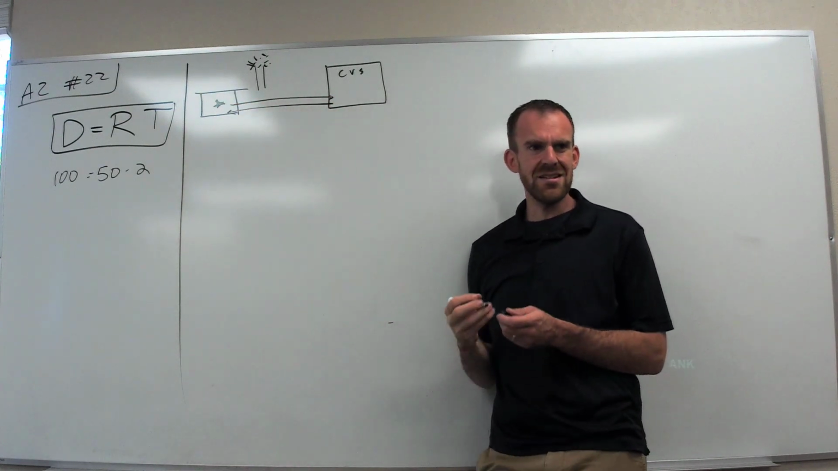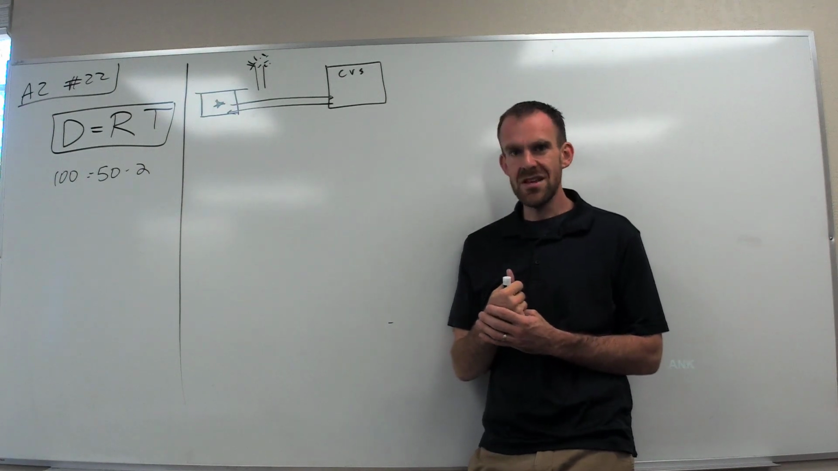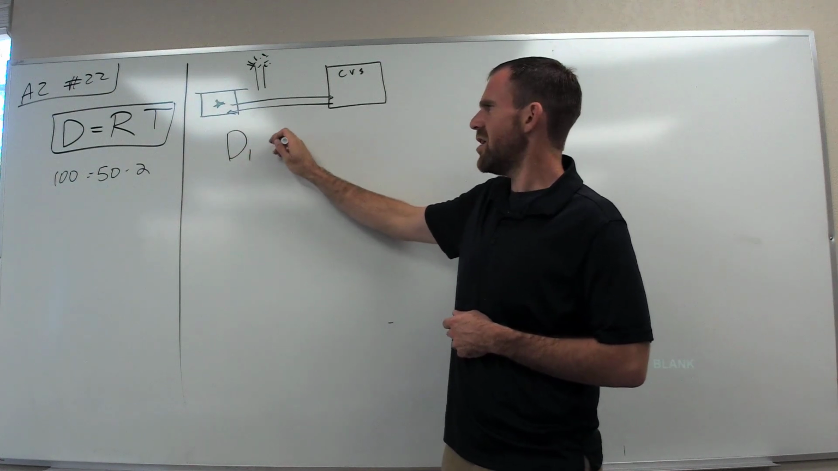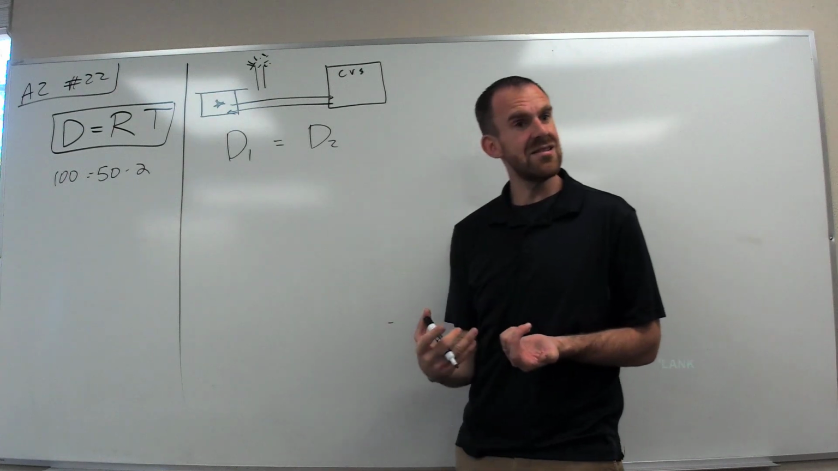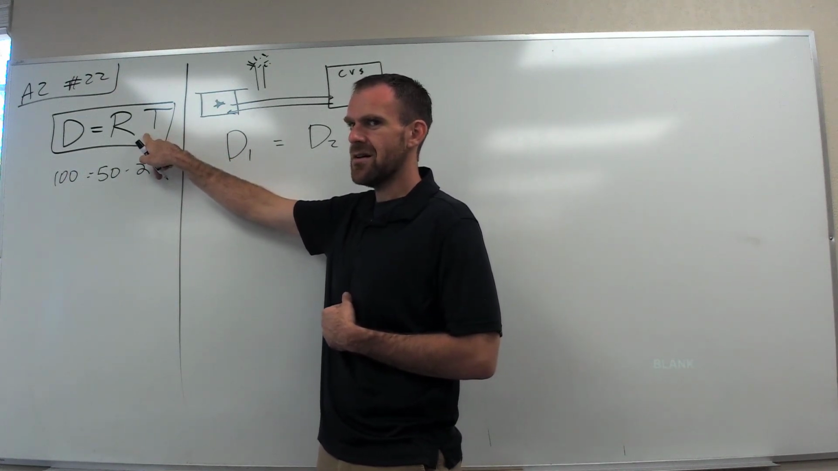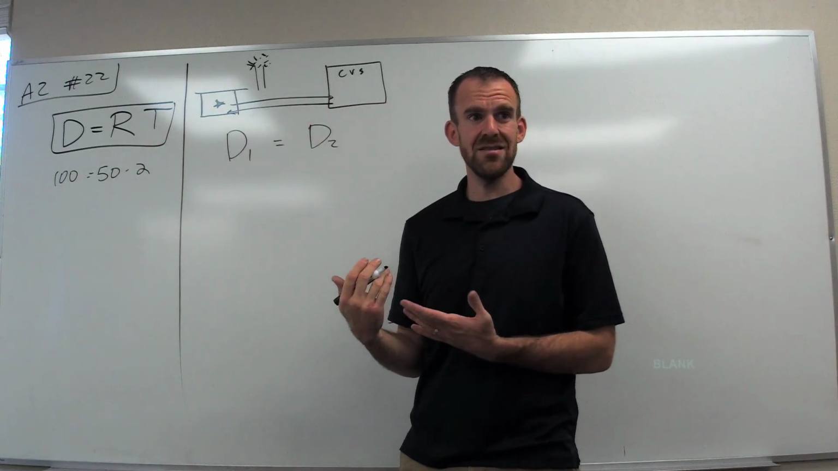What do you know about the distances if you go somewhere and then you come back? They are the exact same. So the distance there, or D1, is the same as distance 2. What is distance? Distance is rate times time. Everyone tracking with me? Yes. Distance is rate times time. If you go somewhere and come back, it's the same distance.